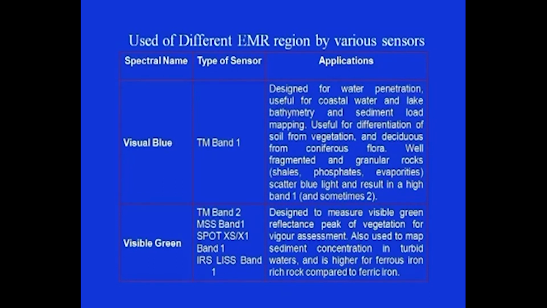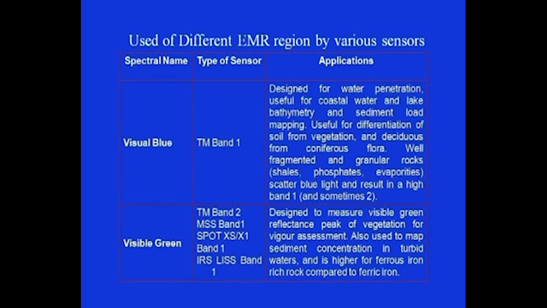When we look at the visual blue, only TM band 1 is operating, and this is designed for water penetration, useful for coastal water and lake bathymetry and sediment load mapping. It is useful for differentiation of soil from vegetation and deciduous from coniferous flora. Well fragmented and granular rocks such as shales, phosphates and evaporites scatter blue light and result in a high band 1 and sometimes in band 2.